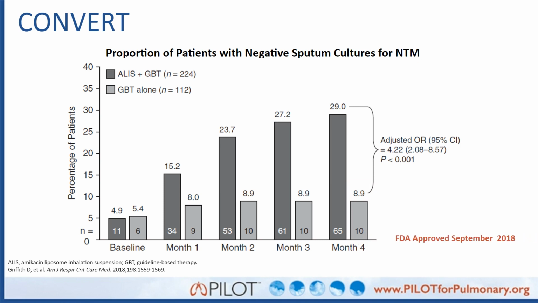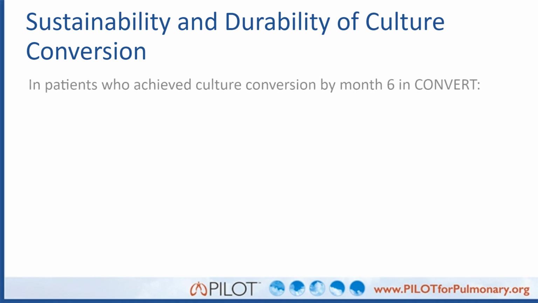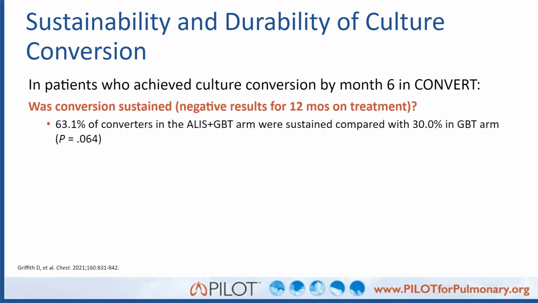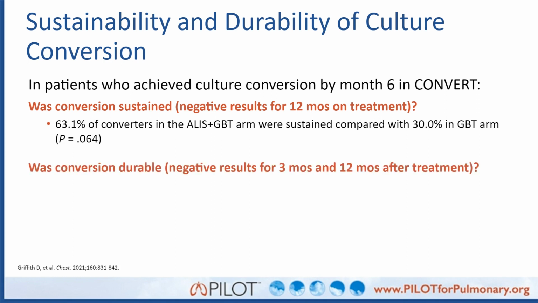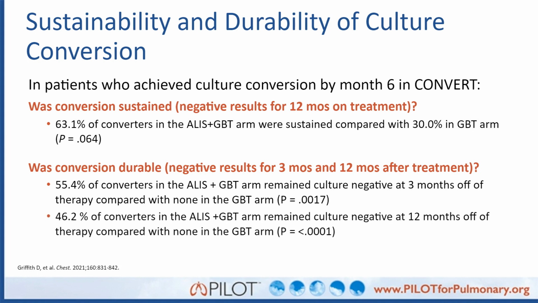So because of this, the FDA approved ALIS as an option for patients with refractory MAC, and it is recommended in the guidelines as an option for antibiotic treatment in patients with refractory MAC. And there's also been sustainability and durability data recently published, which has shown that in patients who take guideline-based therapy plus ALIS, about 63% of patients converted their cultures to negative, and that was sustained during the treatment duration on antibiotics. And once they completed their treatment, about 55% of patients in the ALIS plus guideline-based treatment arm remained culture negative, compared to patients in just the guideline-based therapy arm. About 46% of patients remained culture negative. So it does have sustainability and durability in the ALIS plus guideline-based therapy arm.